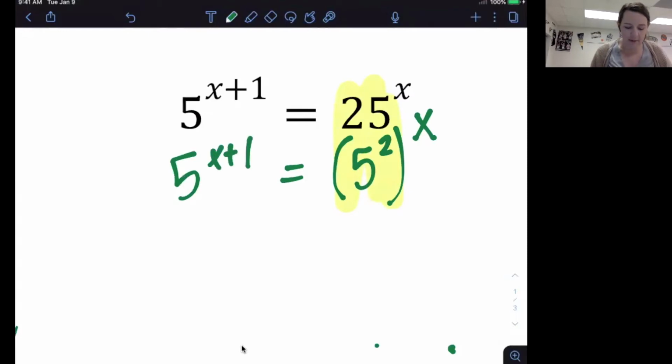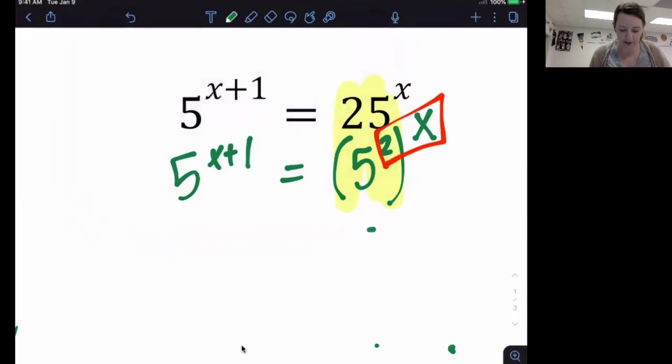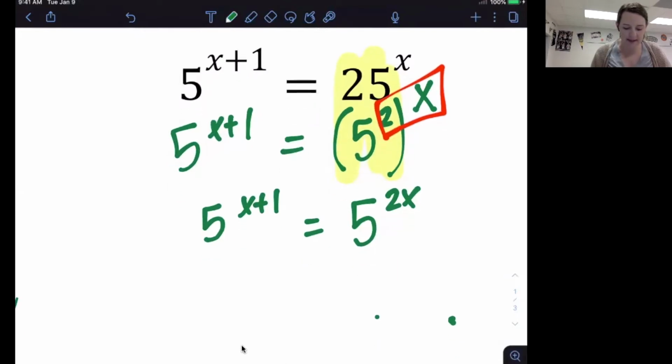So if you remember earlier in the year when we did exponent rules, if I have a power raised to a power, that means that we can rewrite it as multiplication. So this is 5 to the 2x power, and that's equal to 5 to the x plus 1 power. So now that we've got bases that are the same, our bases are the same. We have a 5 on both of them. We're going to set our exponents equal to one another.